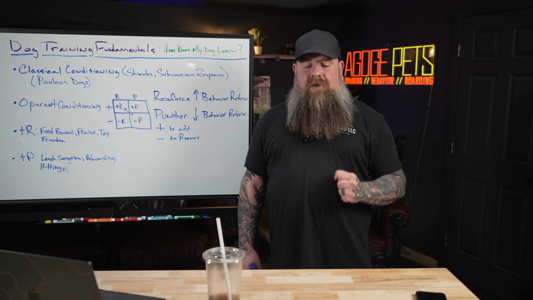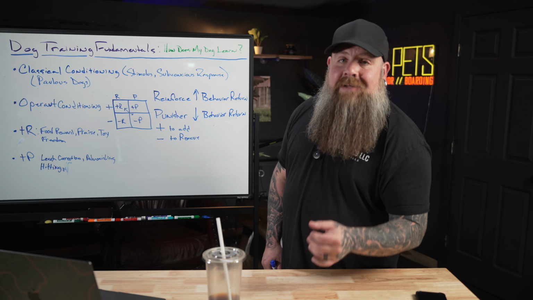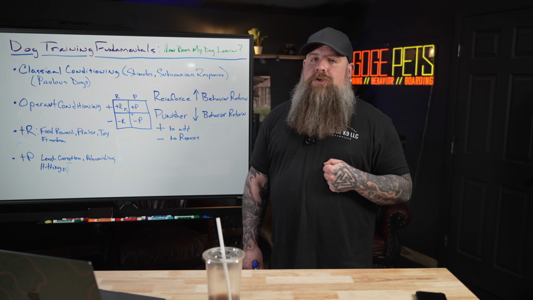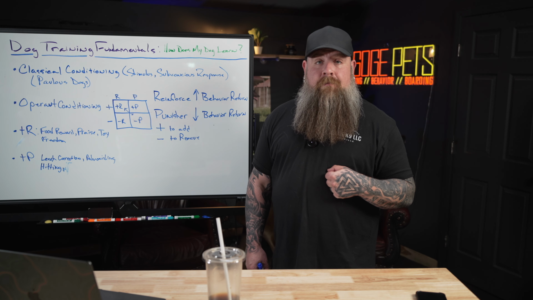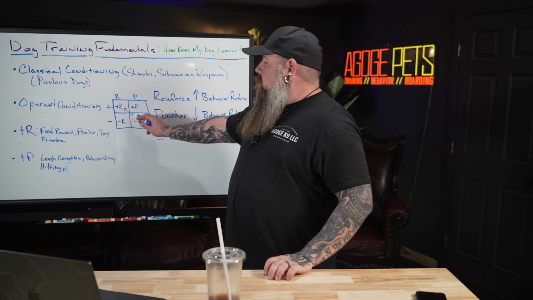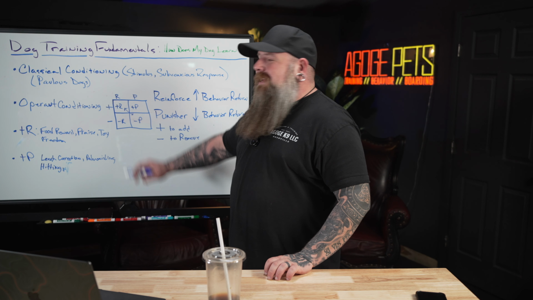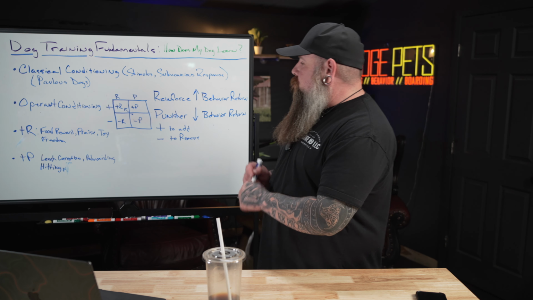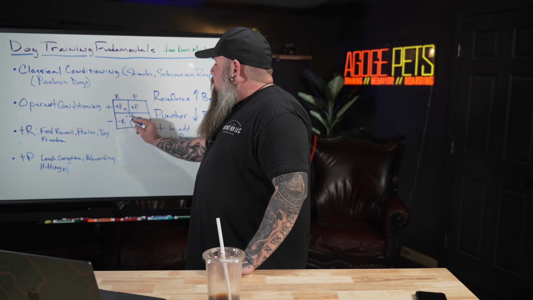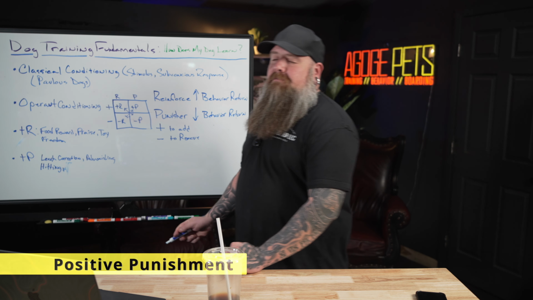Okay? So I tell you to sit, you do the right thing, I give. I tell you to sit, you don't do the right thing, I don't give. So I remove. So the natural opposite of positive reinforcement is negative punishment. The same holds true on the other axis. The natural opposite of negative reinforcement is positive punishment.